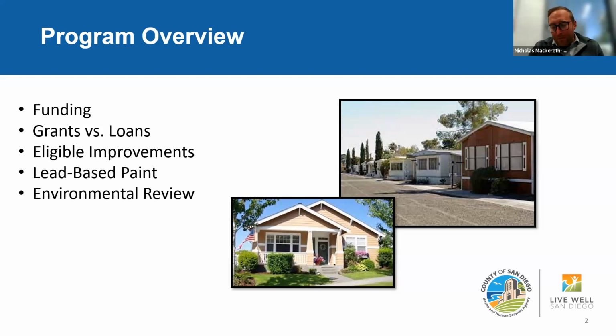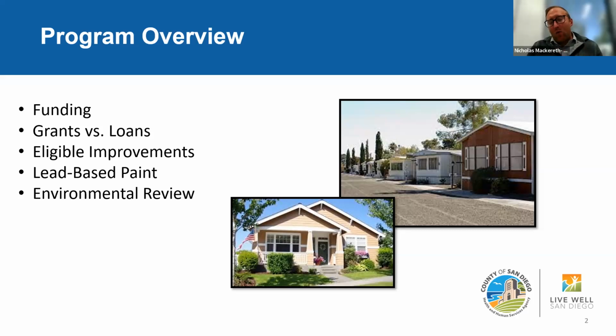So the county's program provides grants and loans to low-income homeowners to complete accessibility, health and safety, and security improvements to their homes. Our program specifically covers unincorporated San Diego County, as well as the cities of Coronado, Del Mar, Imperial Beach, Lemon Grove, Poway, and Solana Beach. So we have two paths that participants can go down. We have, as I mentioned, our grants and our loans, and there is a differential of who can receive what. So I'm going to go into that.